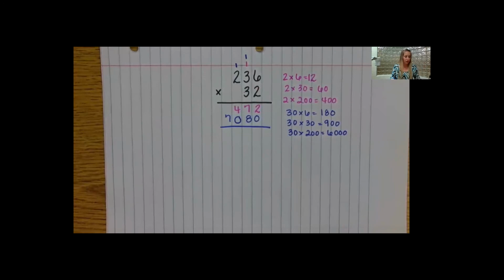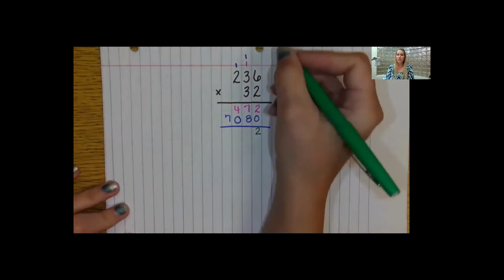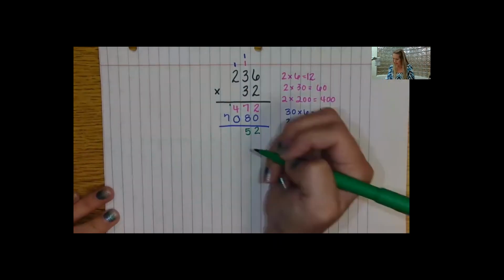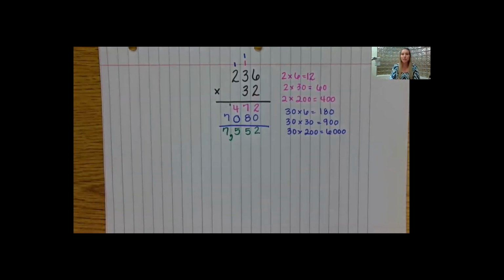What am I going to do with my partial products? You're right. We're going to add them. 2 plus 0 is 2. 7 plus 8 is 15. Regroup. 4 plus 1 is 5. So our final product is, read it with me, 7,552.